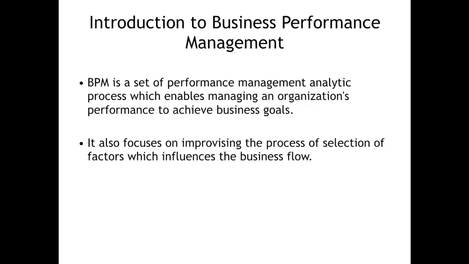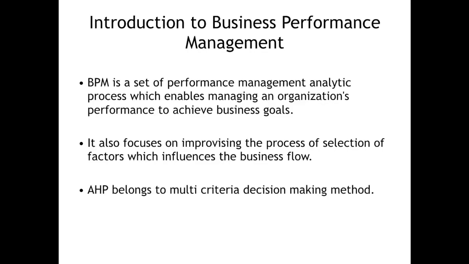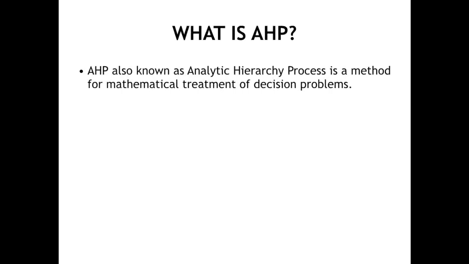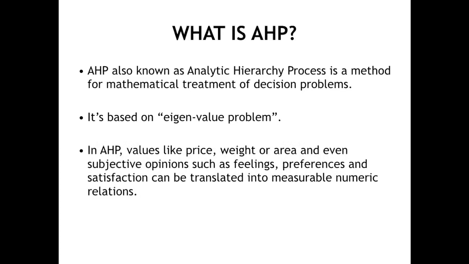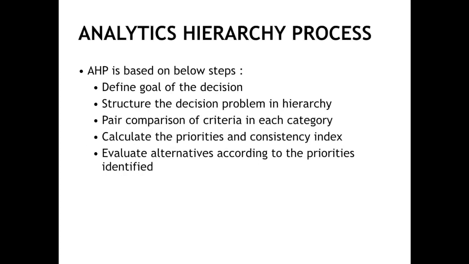AHP belongs to multi-criteria decision-making methods. AHP stands for Analytic Hierarchy Process and is a method for mathematical treatment of decision problems. It is based on eigenvalue problems. In AHP, values like price, weight, or area, and even subjective opinions such as feelings, preferences, and satisfaction can be translated into measurable numerical relations by giving them proper weights. We will look at the method and the algorithm of AHP in the coming slides.